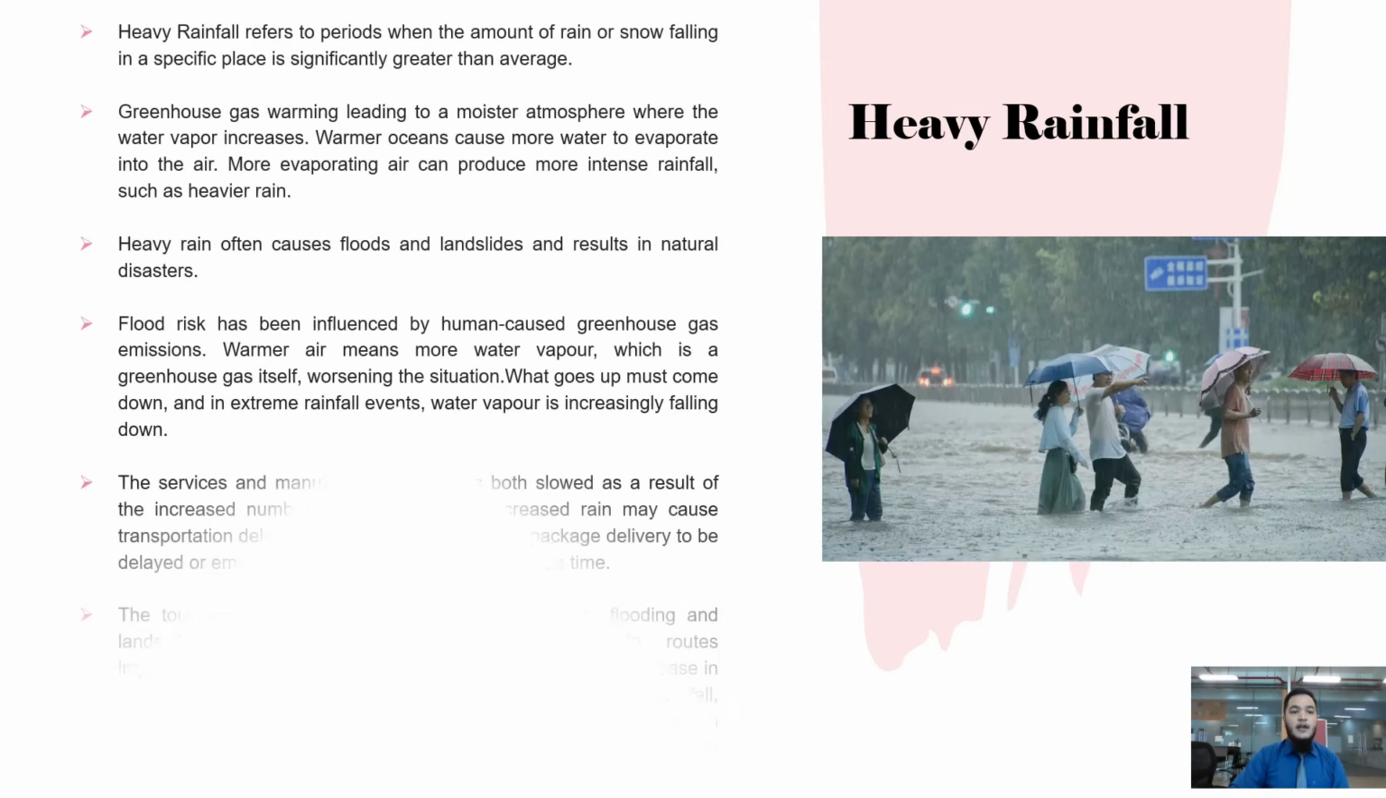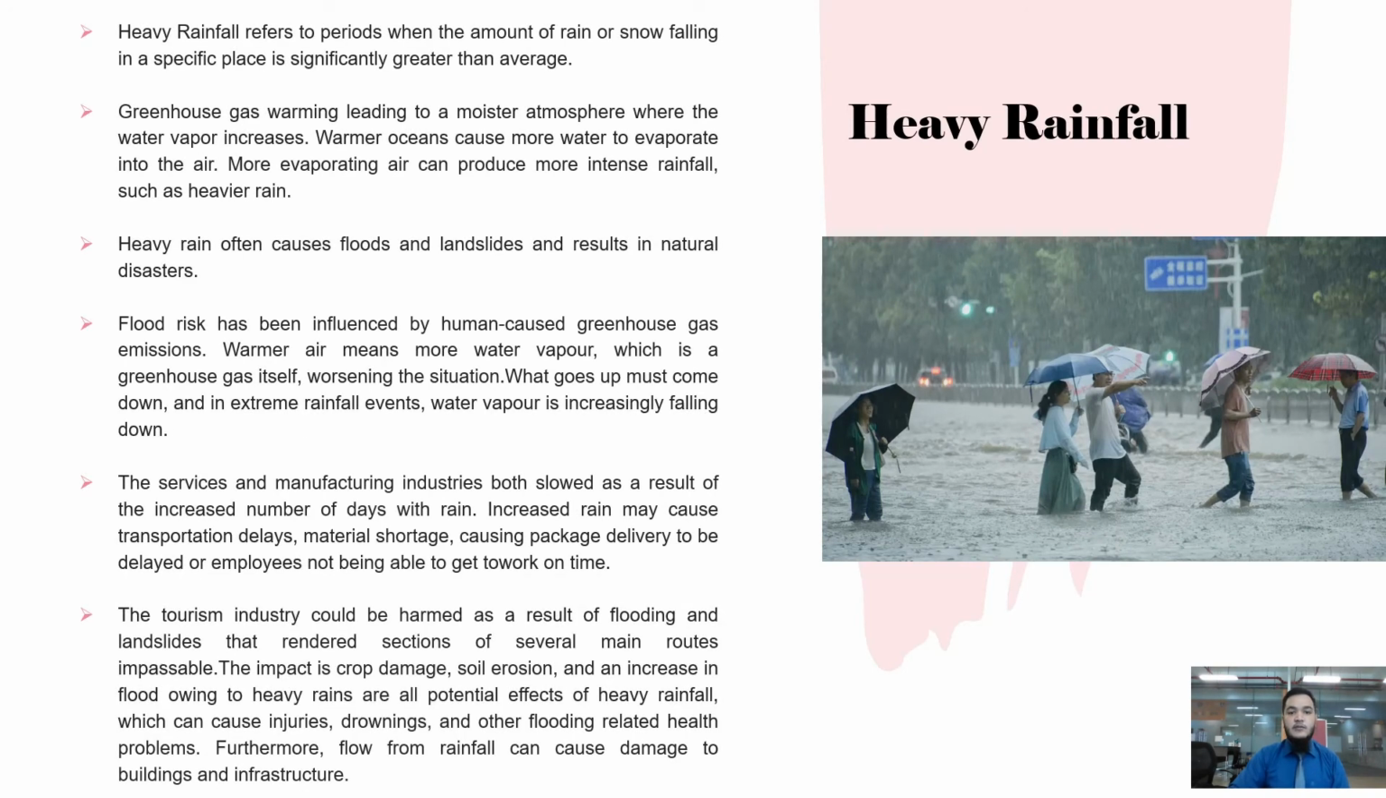The third issue is heavy rainfall. Heavy rainfall refers to a period when the amount of rain or snow falling in a specific place is significantly greater than average. Greenhouse gas warming leads to a moister atmosphere where the water vapor increases. Warmer oceans cause more water to evaporate into the air. More evaporating air can produce more intense rainfall such as heavy rain. Heavy rain often causes flood and landslide and results in natural disaster.